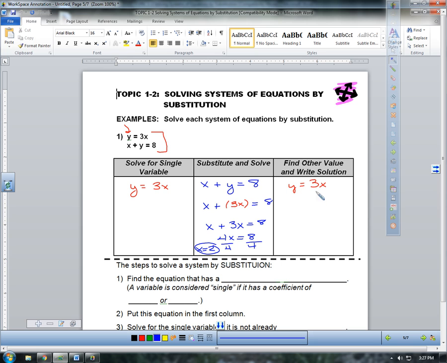Now since I know x equals 2, I'm going to substitute it in for x on this one. So y equals 3 times 2 because x equals 2. So I know that y equals 6. So my answer for this is (2, 6). This method is going to take quite a bit of practice. Okay? If you do the 3 columns, it makes it a whole lot easier to work it out. Let's work another one.